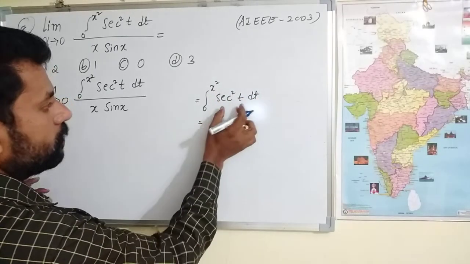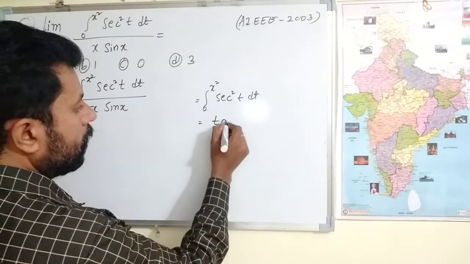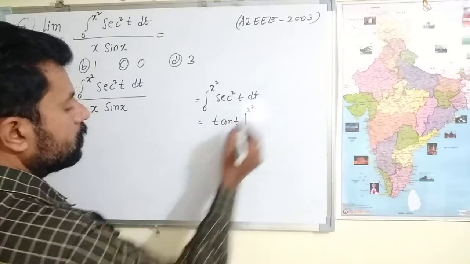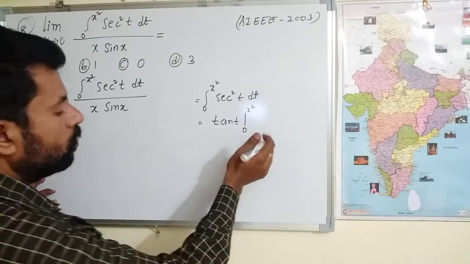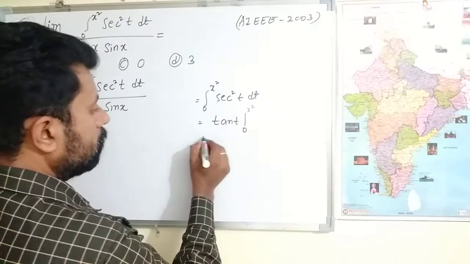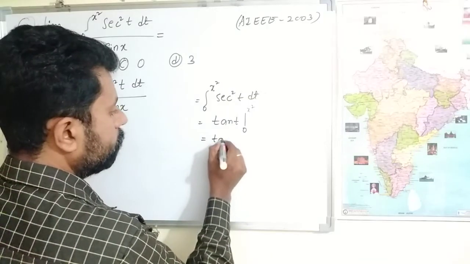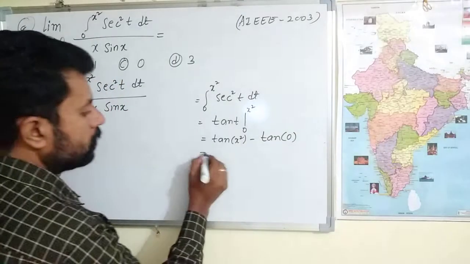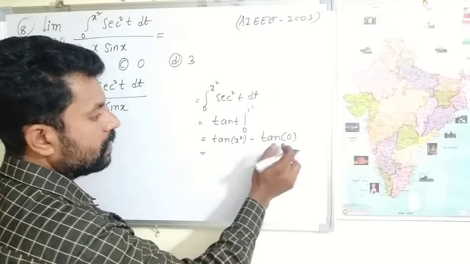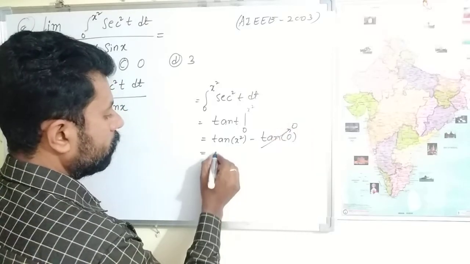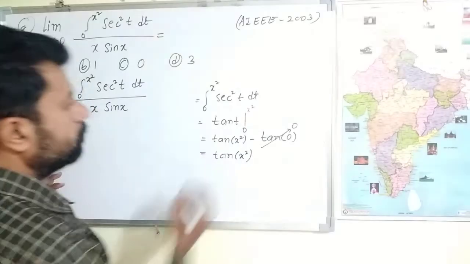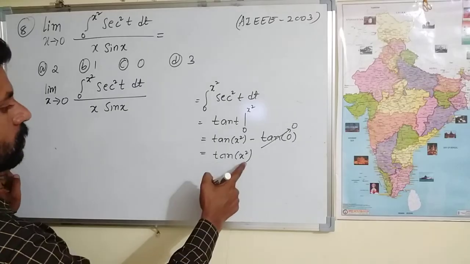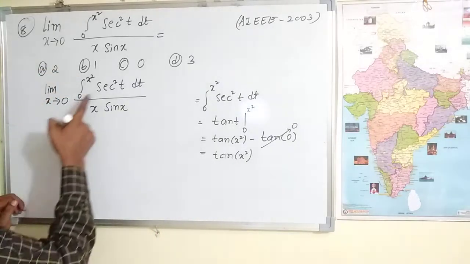The integral of secant square t is tan t. This is a definite integral, so apply the limits. Upper limit is x square, lower limit is 0. First, substitute the upper limit: tan of x square minus tan of the lower limit 0. Tan of 0 is 0, so here we get tan of x square. Now substitute tan of x square in place of the integral from 0 to x square secant square t dt.